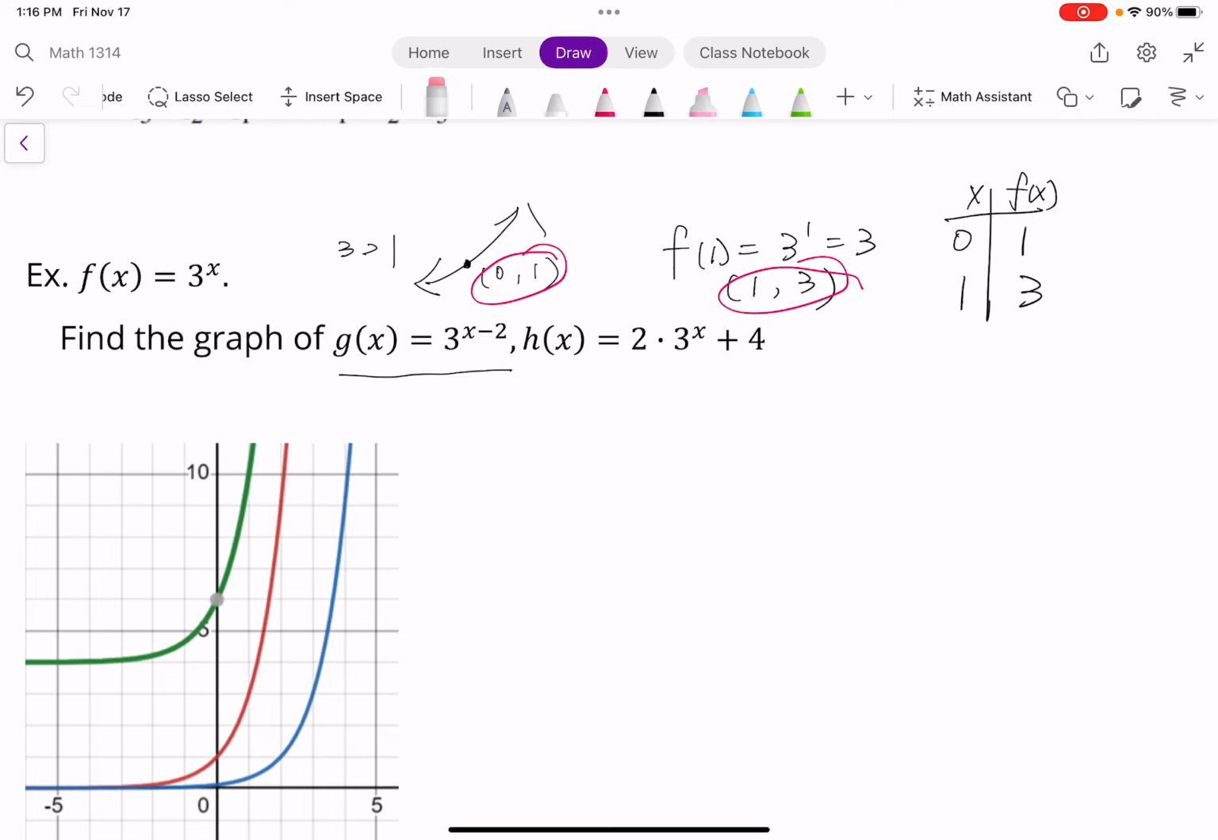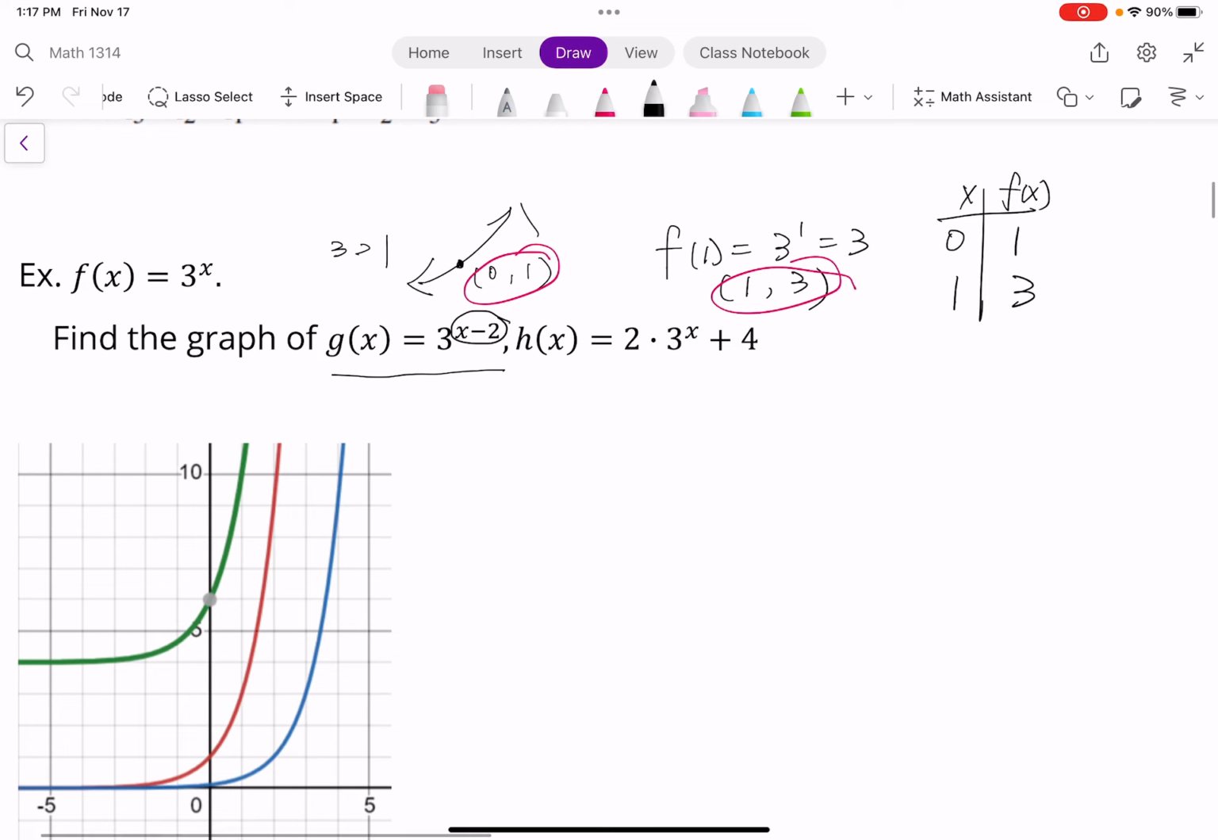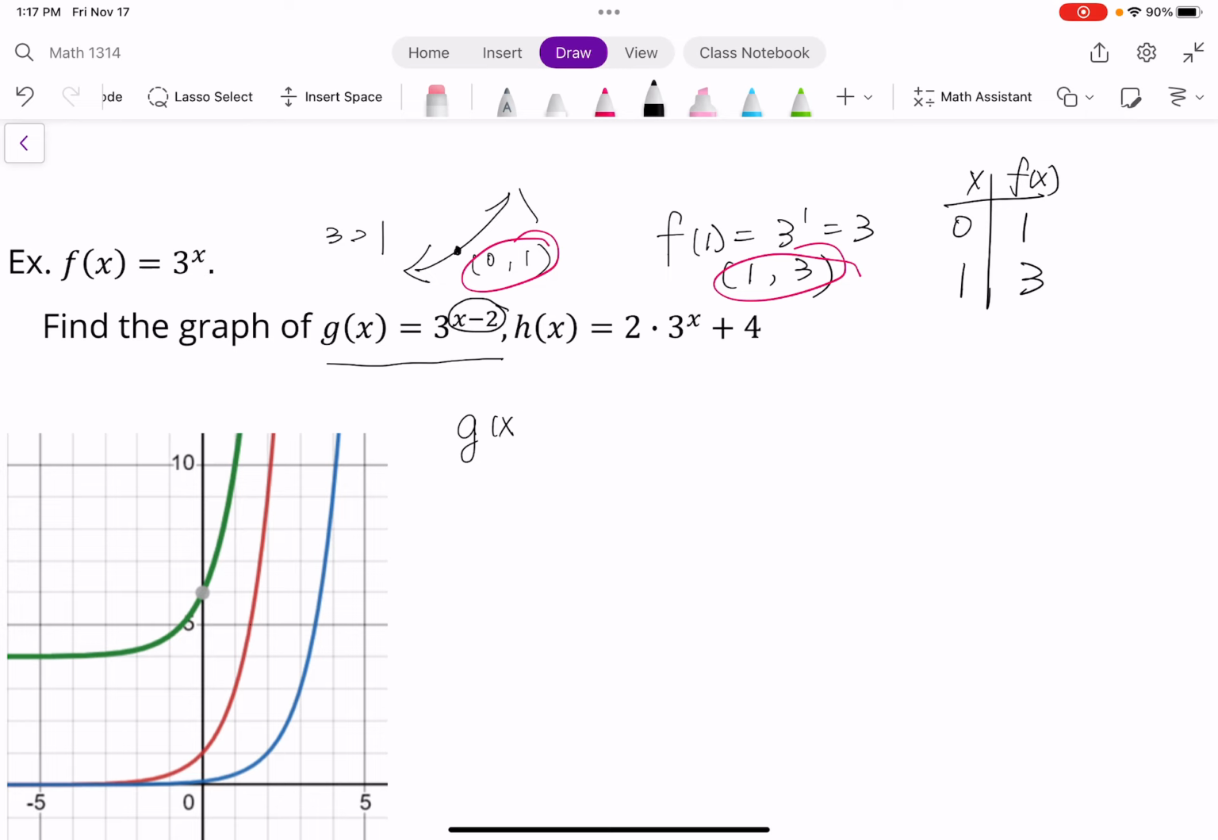So let's see the first one, g of x. What is the transformation? That must be the x changing. So x minus 2 means I'm moving to the left or right 2 units. Minus 2 means moving to the right 2 units. So g of x equals 3 to the x minus 2. That means I'm moving my graph based on f of x to the right 2 units, which also means all the x plus 2.